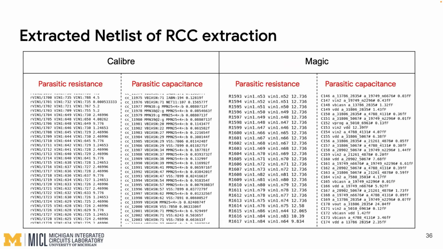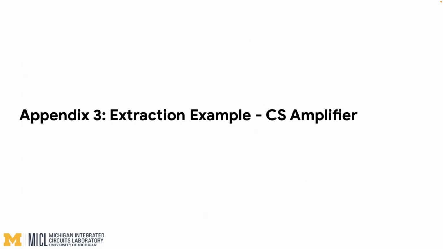And this is an extracted netlist from the closed tool and the open source tool. So you can see, just like the general netlist, there is a bunch of R and C there. And then I run the extraction. Here are some extraction examples.